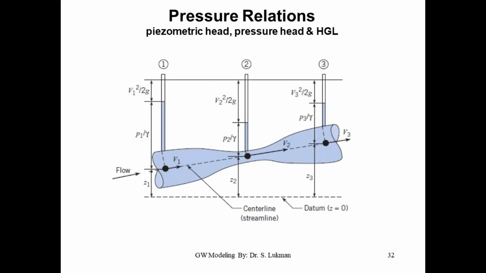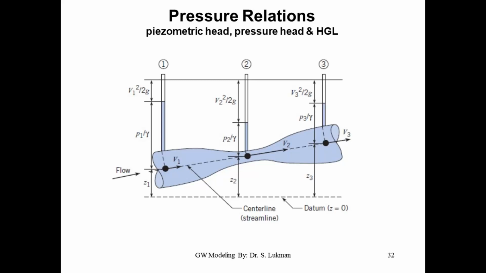What about the energy grade line? Thank you for raising that question. The EGL, I should have added EGL here. How is it related to the rest? You now add the velocity head. So it is equal to the piezometric head plus velocity head. So the energy grade line is equal to the total head.